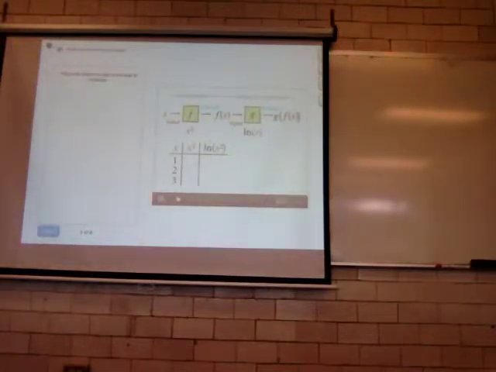Right. When x is 1, 2, and 3, x squared is 1, 4, and 9. The natural log of 1 is 0, the natural log of 4 is about 1.39, and the natural log of 9 is about 2.2. And just to reiterate, another way to write g of f of x is to put a circle between the g and the f.